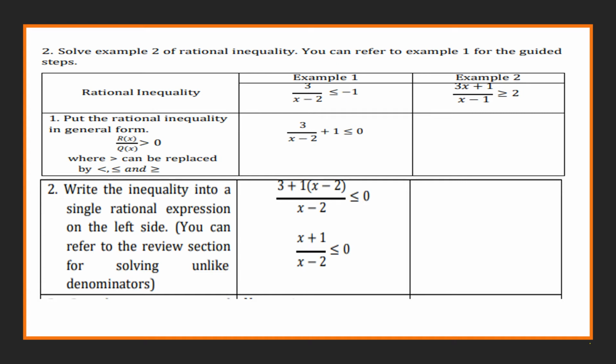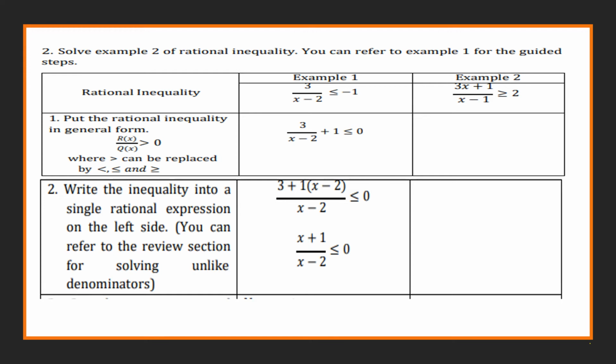Okay, now let's have an example about solving rational inequality. In this example, 3 over x minus 2 is less than or equal to negative 1. We're using the less than or equal symbol. Definitely this is a rational inequality. The first step, let's just follow the step, is make the right side equal to 0. That's the simple step number 1. So less than or equal to 0. The negative 1 is transposed here, becoming positive 1 less than or equal to 0.